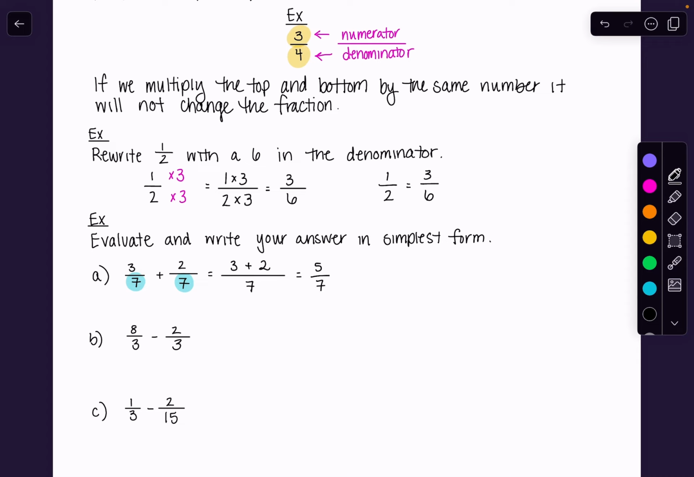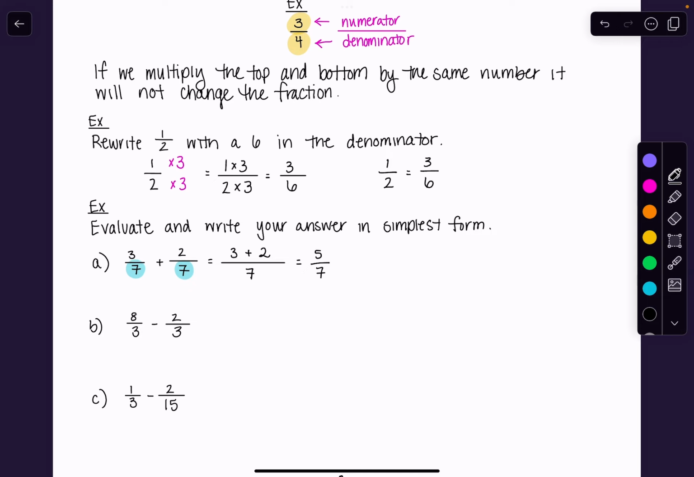Okay? You have 3 pieces of a 7-slice pie. You're adding 2 into that pie. You have 5 pieces of that pie. Okay? If you want something in simplest form, what that means is you want to just reduce it as much as possible. So you're looking to see, can either of these numbers be divided by the same thing? And in this case, 5 and 7 are not divisible by anything other than themselves. So that's in its simplest form.